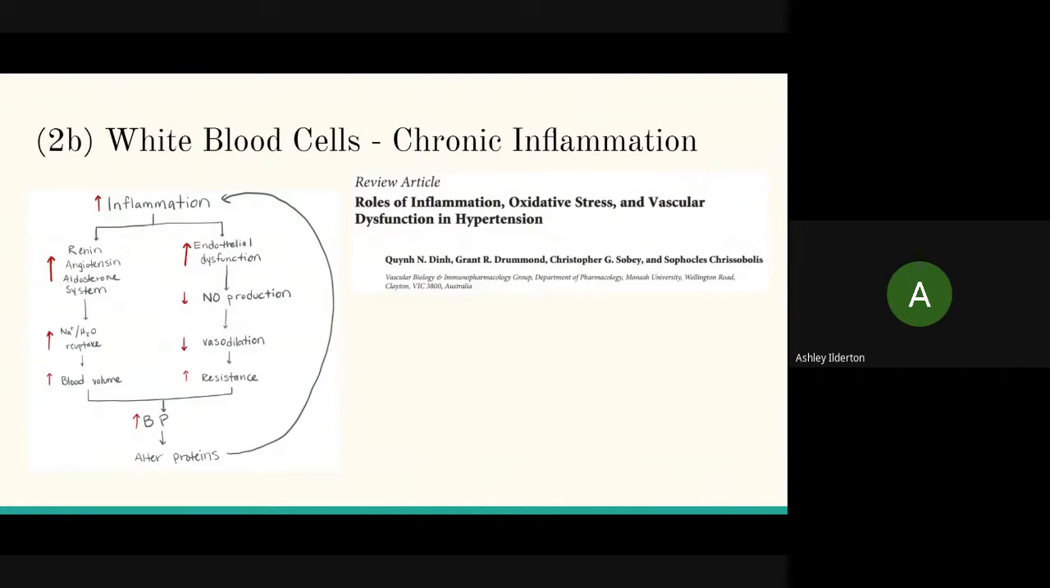And the hypothesis presented in this paper is that the increased blood pressure, hypertension, can actually alter protein structure enough to where the body no longer recognizes it as self, and it mounts even more of an immune response against those proteins, which increases inflammation. So it becomes this positive feedback loop, and it kind of spirals out of control.